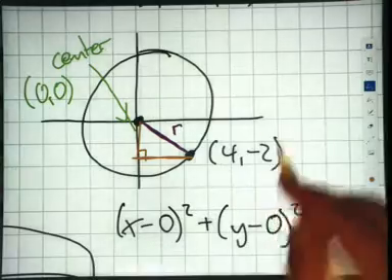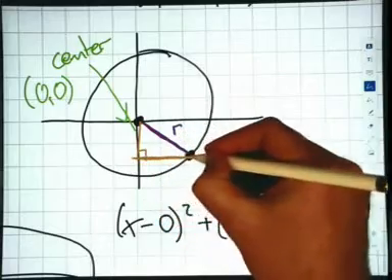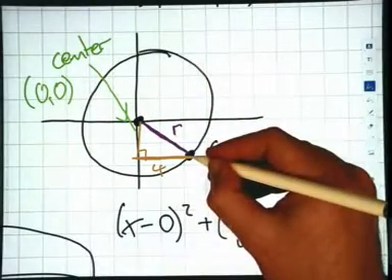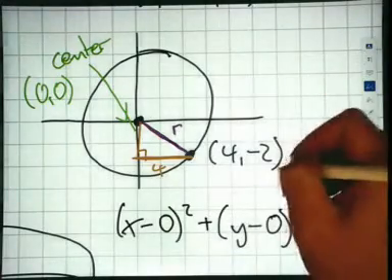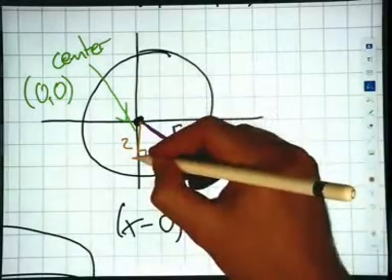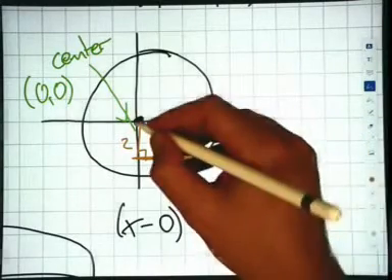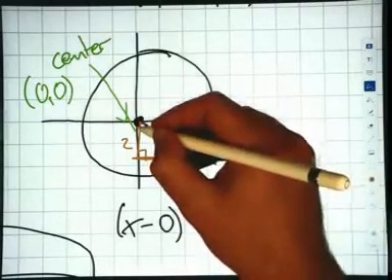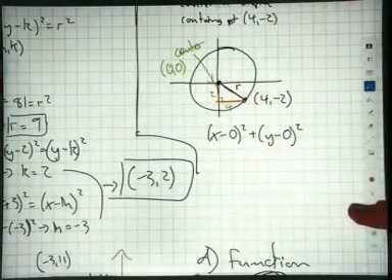Now, because we're going through the point (4, -2), the length of this right triangle is going to be 4, because that's the x-coordinate of the vertex. The height of this triangle, we're just going to call it 2, because the y-coordinate of the vertex goes down here to -2, so we'll just call this 2. So we have a right triangle with a length of 4 and a height of 2, and we're going to use the Pythagorean theorem to find out what r is.